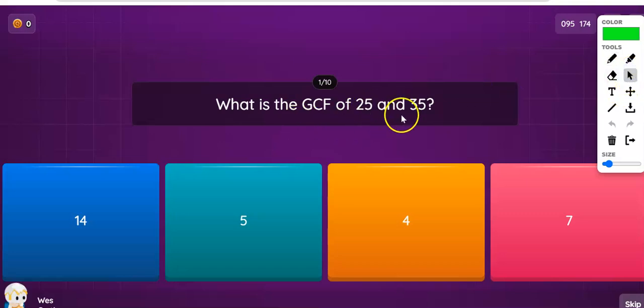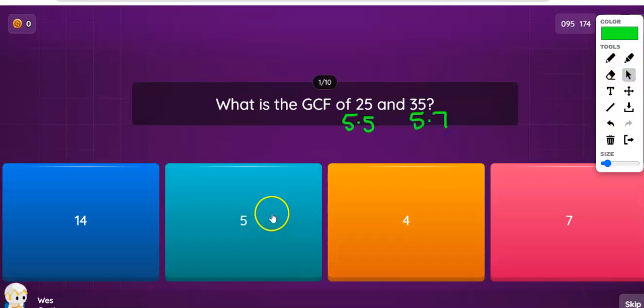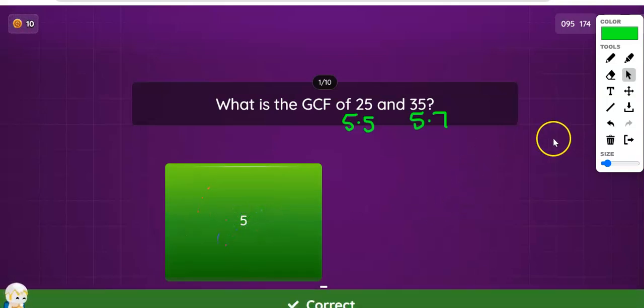So what is the greatest common factor of 25 and 35? 25 would be 5 times 5. 35 would be 5 times 7. You can't break these down anymore. What do they both have in common? The most they have in common is 5.